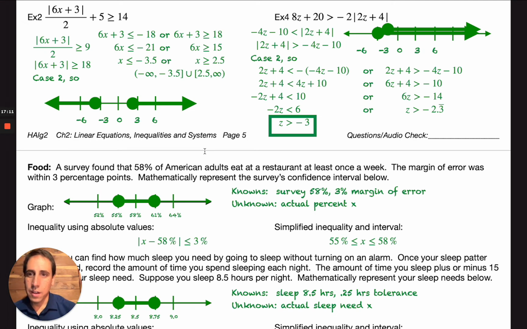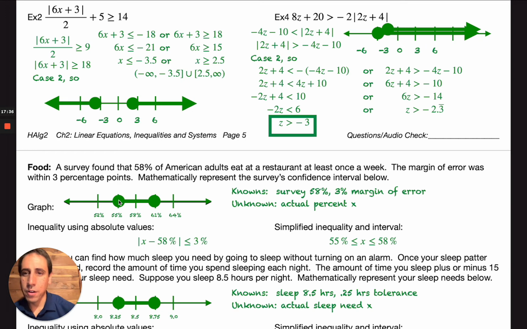So, 58%, but we're not exactly 100% sure. It could go a little bit higher or actually lower. The actual percent could be a little bit away from 58%. By how much away? 3% away. So let's write the knowns that we have: the survey yielded a number of 58%, but there could be a 3% margin of error.